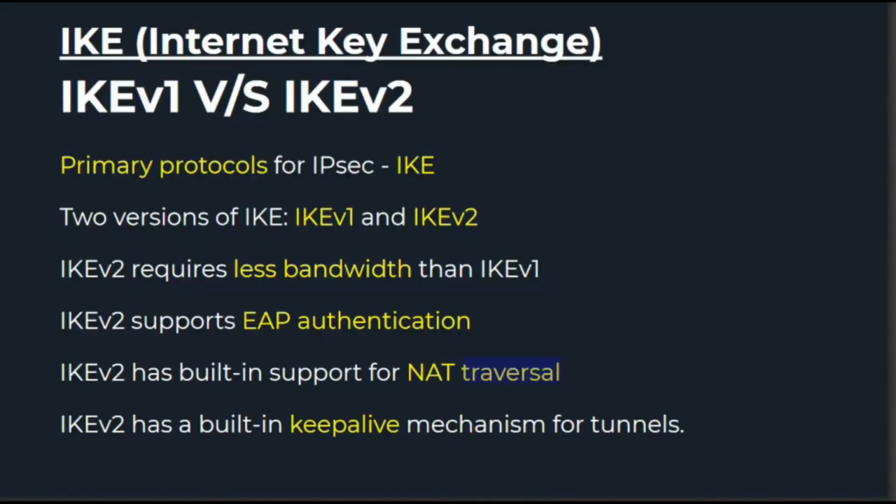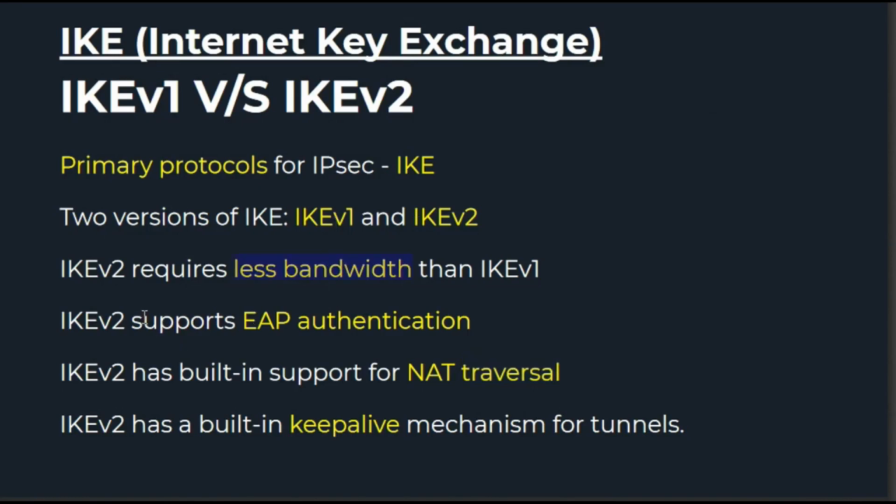IKE, Internet Key Exchange, is one of the most important protocols for IPsec, since it establishes the security association between two peers. There are two versions, IKE version 1 and IKE version 2. IKE version 1 was introduced around 1998 and superseded by IKE version 2 in 2005. There are some differences between the two versions. IKE version 2 requires less bandwidth than IKE version 1.